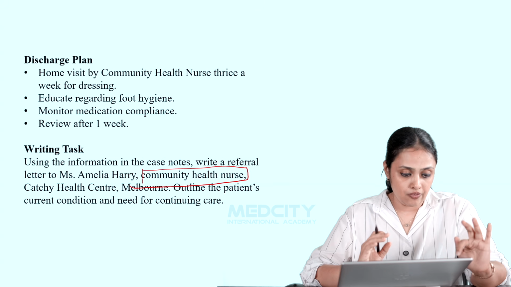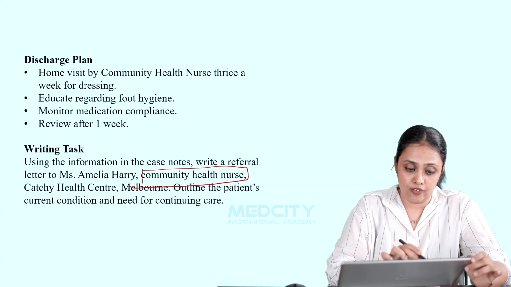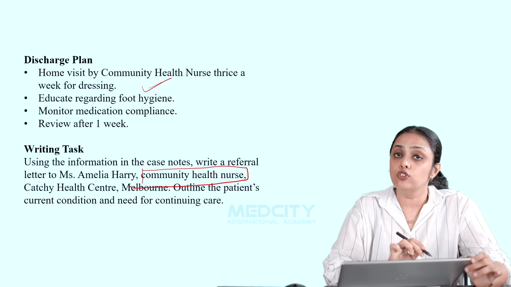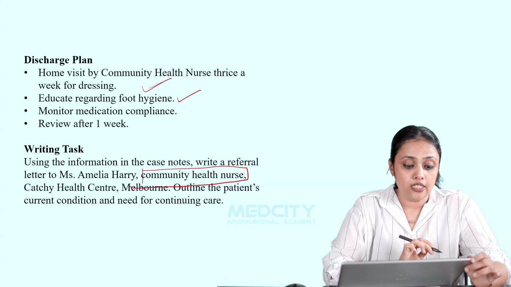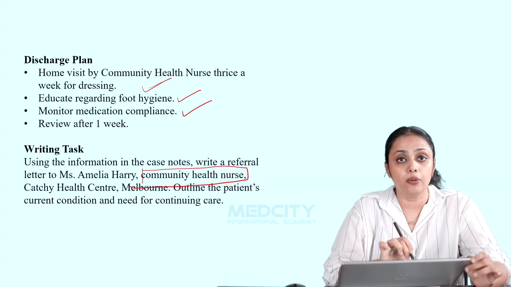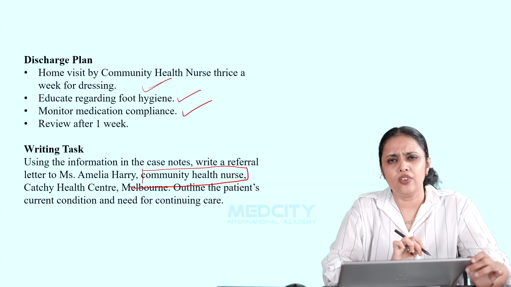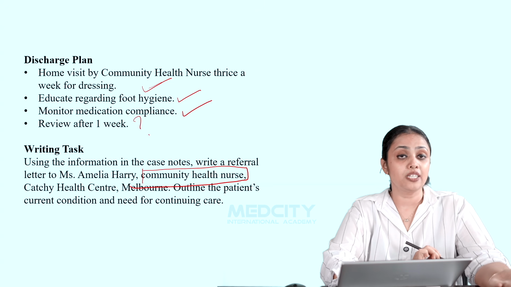Now what are the points given in the plan? Home visits by community health nurse thrice a week for dressing. Okay, this is something which the community health nurse has to do. Then educate regarding food hygiene. Again, this has to be done by the community health nurse. Then monitor medication compliance. Again, it is something which the community health nurse, that is the reader, has to do. Then review after 1 week. Now, is that something which the reader has to do? Is the review done by the community health nurse?